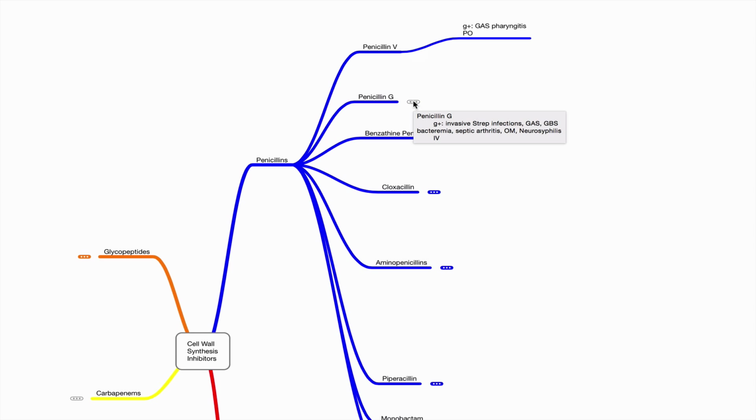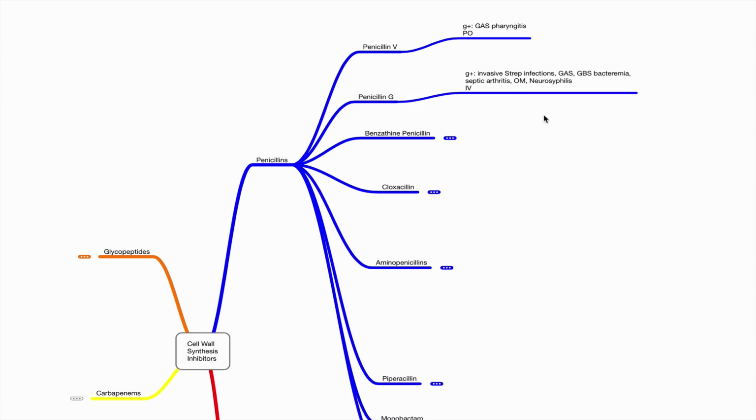More commonly on internal medicine, you'll see Penicillin G. And so again, it's gram-positive coverage. We often use it for invasive strep infections, so group A strep, group B strep, bacteremia, septic arthritis, osteomyelitis, and neurosyphilis. Of course, in all these cases, the bug that grows has to be susceptible to penicillin, and in those cases we use Penicillin G, which is IV.